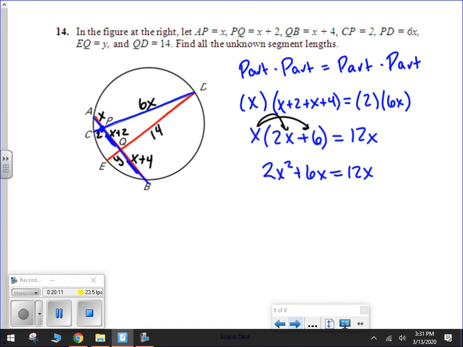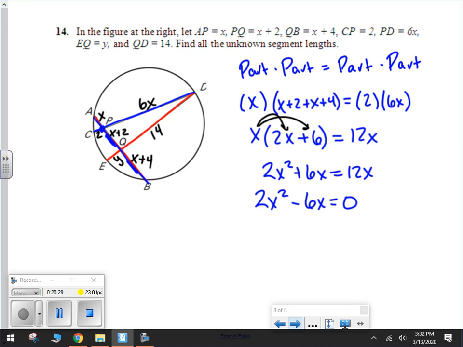Now, normally when we move stuff over, we have to factor. I have 3 terms, and then I take my c, find the factors that multiply to be it, and add to be my b. But I don't have a c. Okay, I only have 2 terms. So when I see that, I think GCF. What can I pull out of both terms?